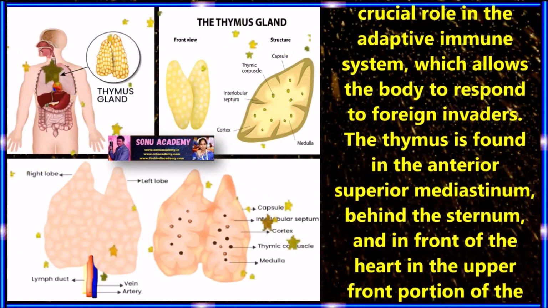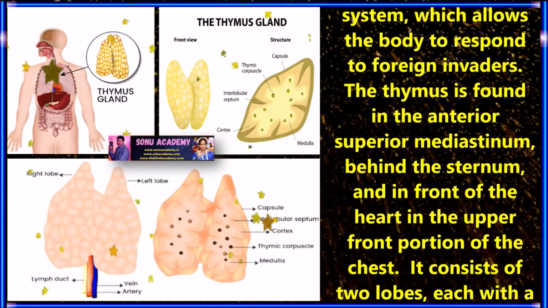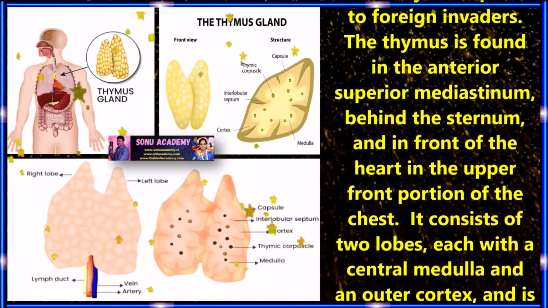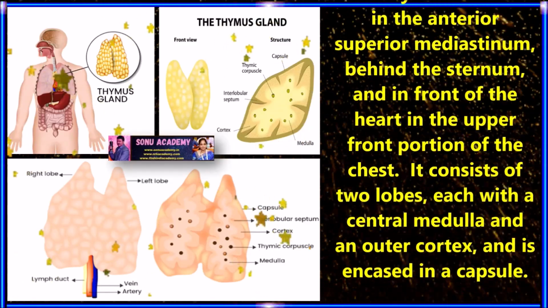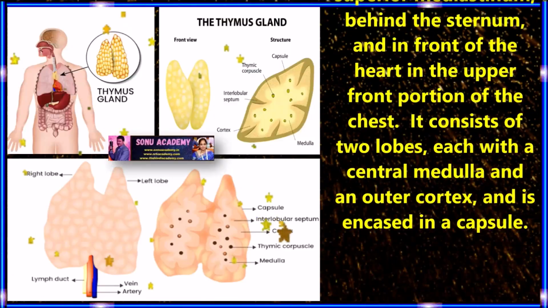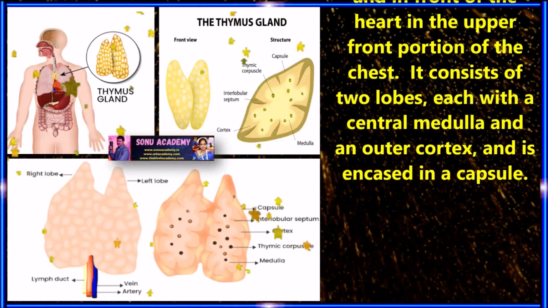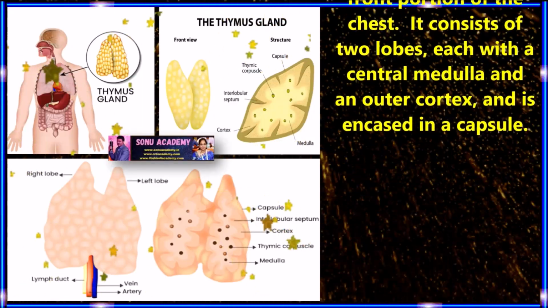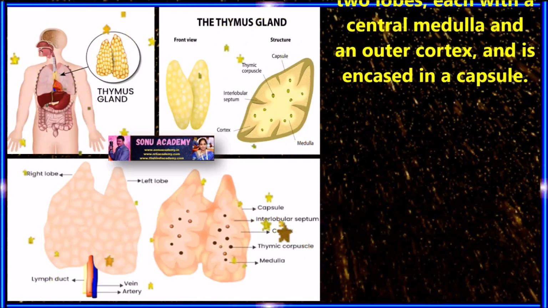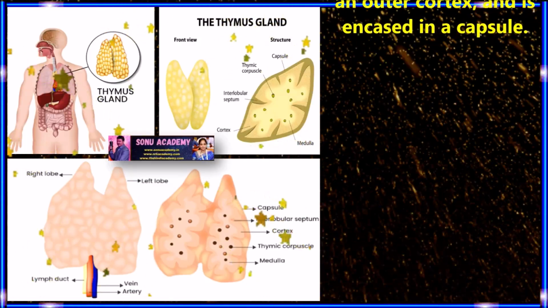The thymus is found in the anterior superior mediastinum, behind the sternum and in front of the heart, in the upper front portion of the chest. It consists of two lobes, each with a central medulla and outer cortex, and it is enclosed in a capsule.